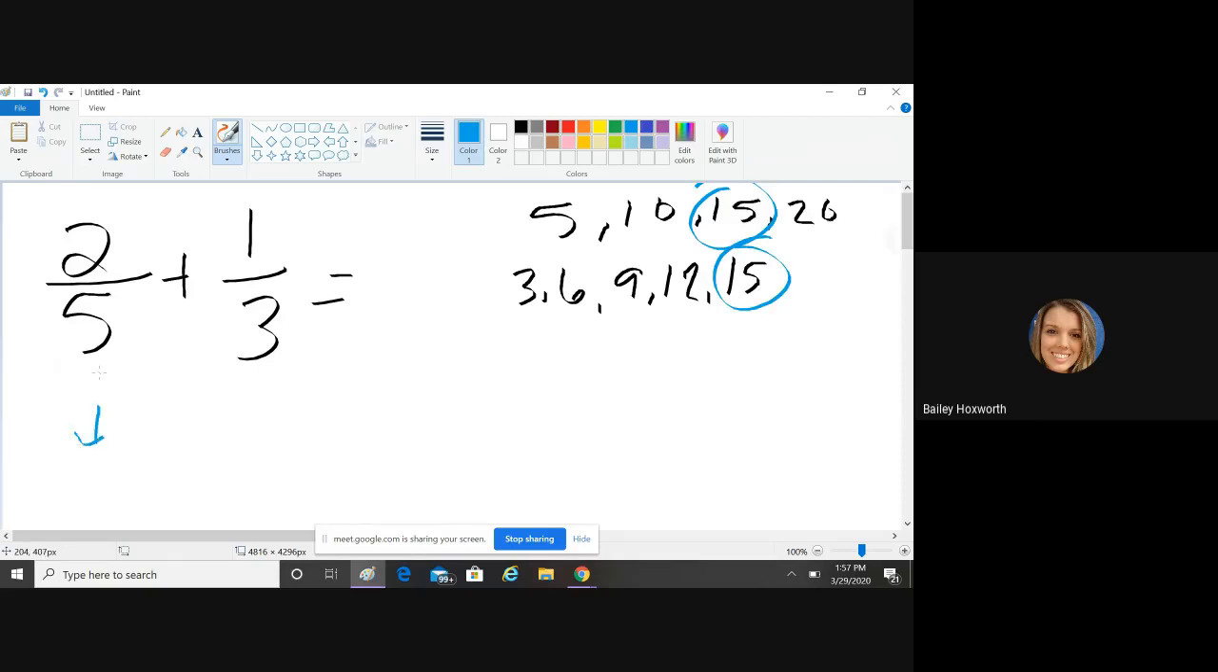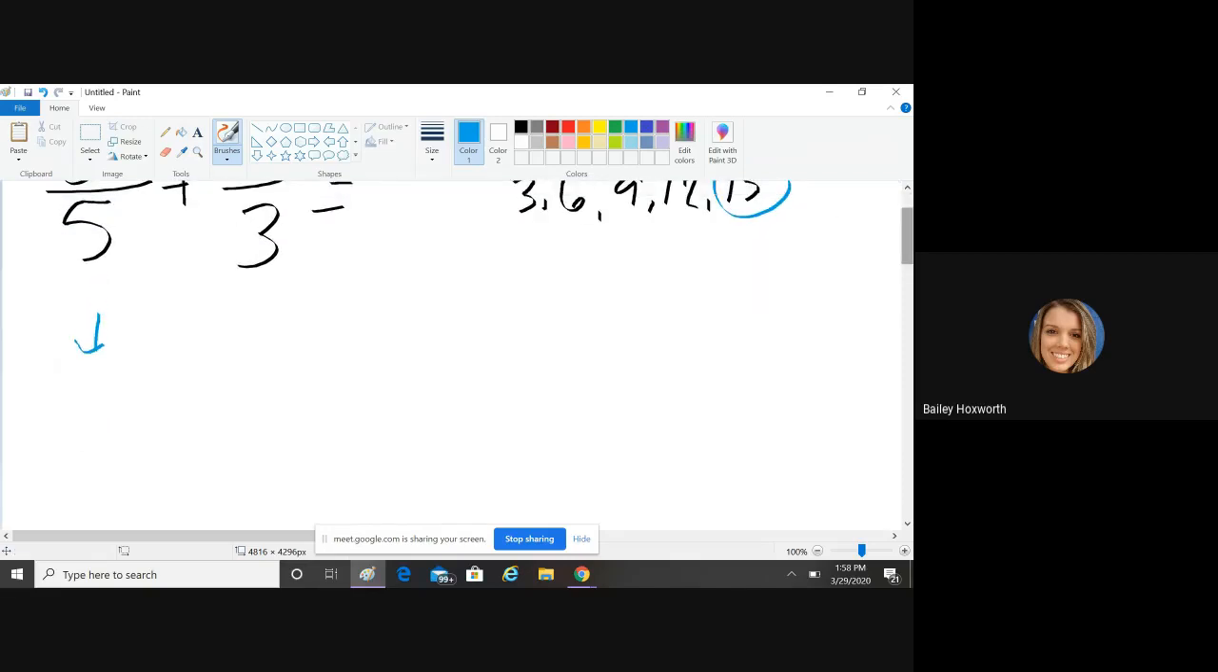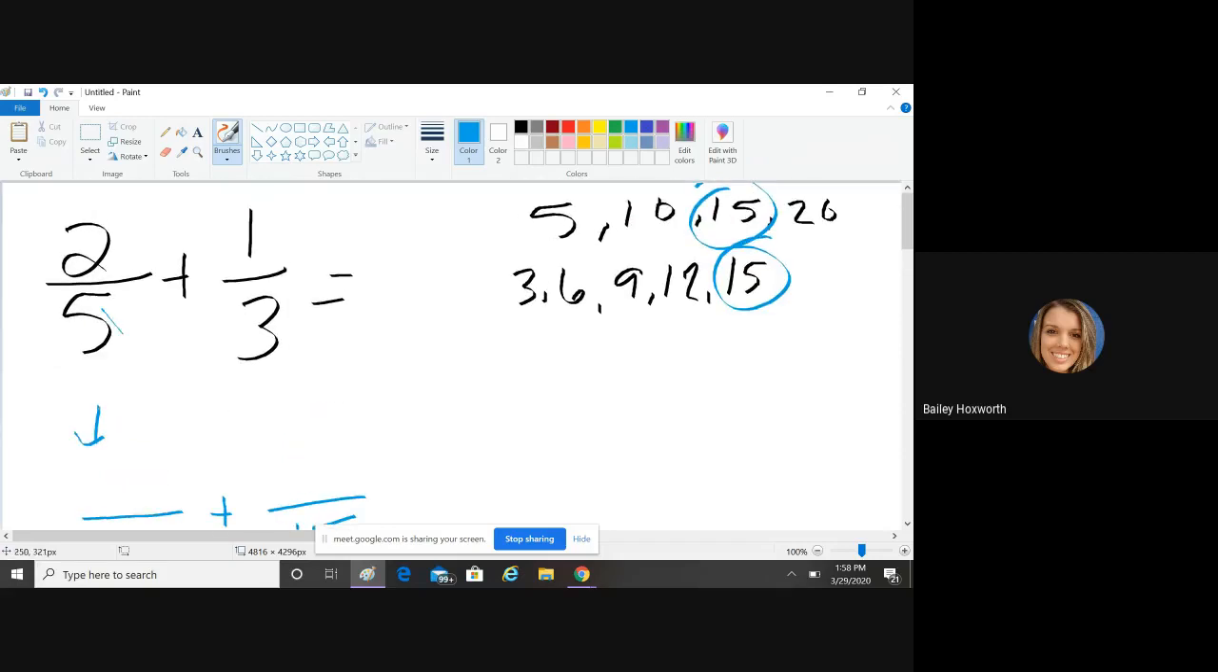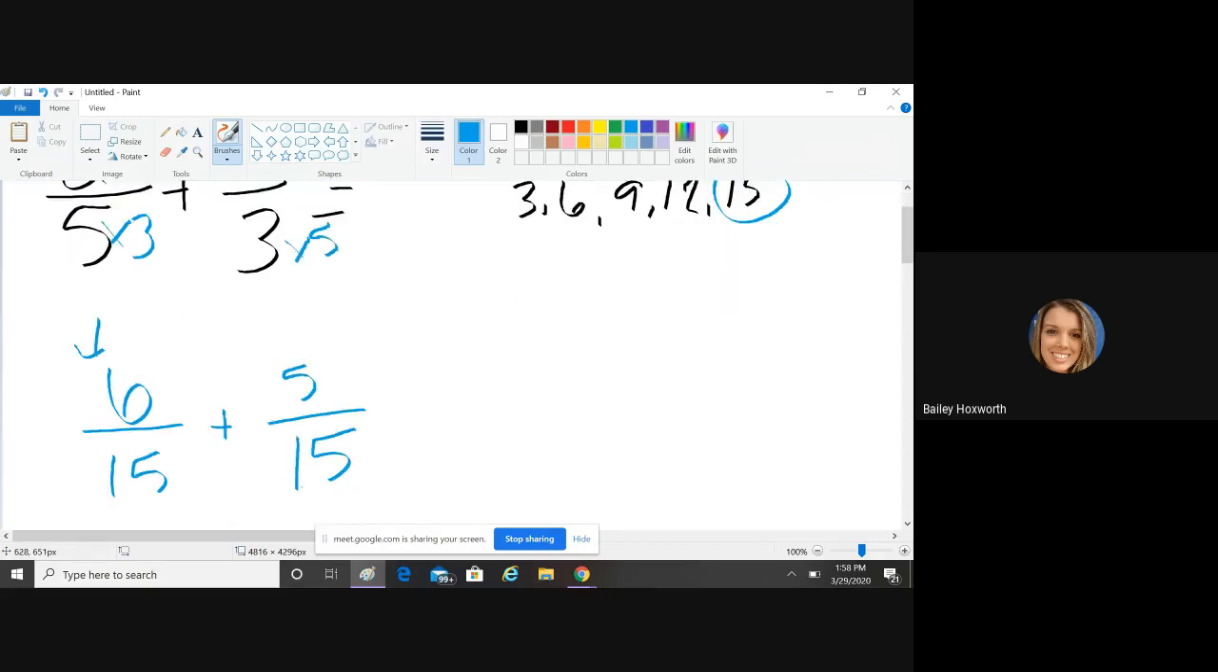I have blank 15ths plus something 15ths. Now I got to rewrite the top. How many times did I multiply 5 to get to 15? 3 times, so I got to do the top the same way. How many times did I multiply 3 to get to 15? 5 times. Whatever I do to the bottom, I got to do to the top. So 6 plus 5 is 11/15.